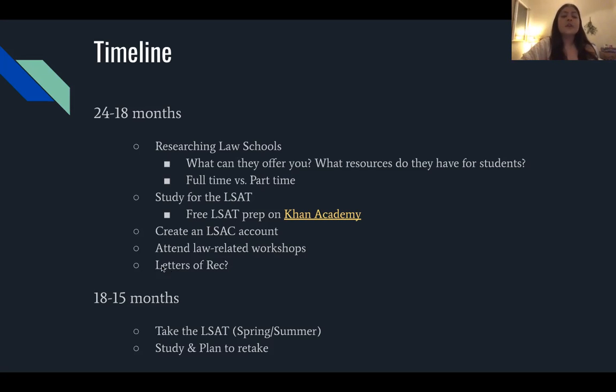And then start thinking about your letters of recommendation and connecting to your professors, telling them what you want and asking them about their research, to see if you're able to make connections with them. And so then 18 to 15 months before you start law school, what you should be doing is taking the LSAT in the spring or summer, and then study and plan to retake it.